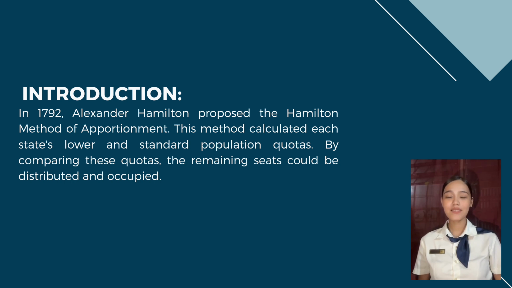Introduction. In 1792, Alexander Hamilton proposed the Hamilton method of apportionment. This method calculated each state's lower and standard population quotas. By comparing these quotas, the remaining seats could be distributed and occupied.